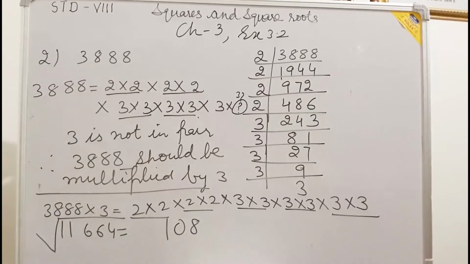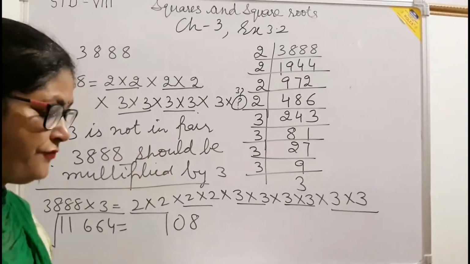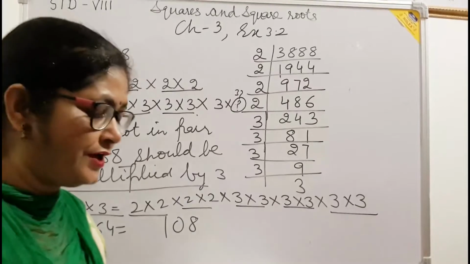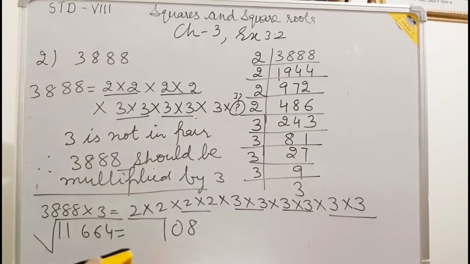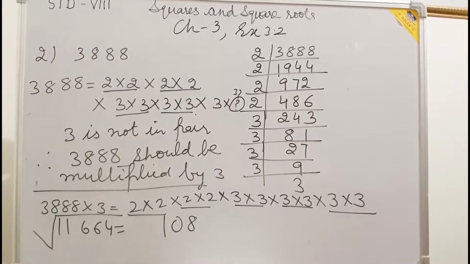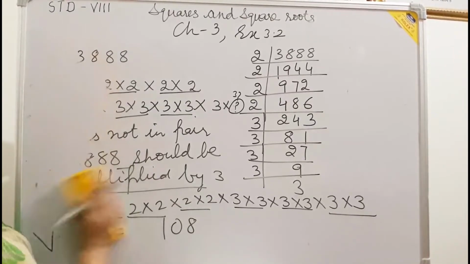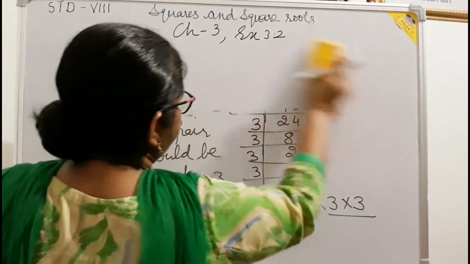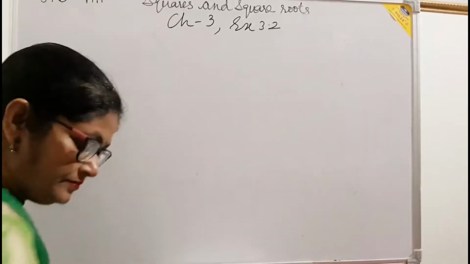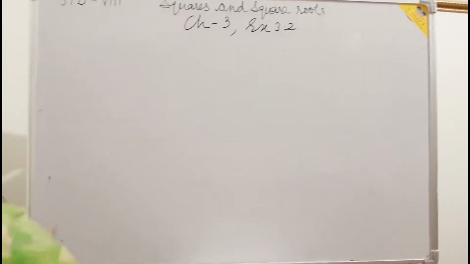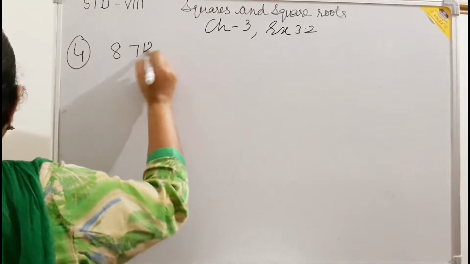Now question number 3, same type, but fourth question now. Find the smallest natural number by which the following number must be divided to make it a perfect square, and also find the square root of the resulting number. Now you should also find the square root of the answer. Yes, question number 4, 3 is the same. 8712.